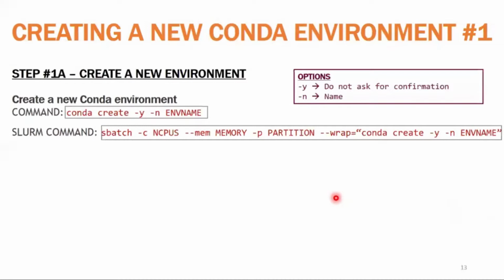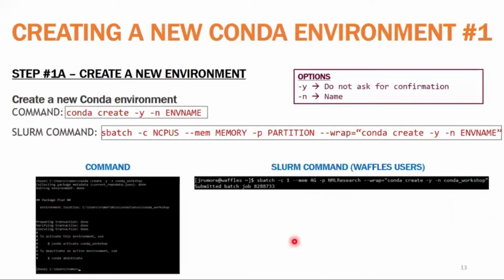So in this example shown in the slide, I am creating a new Conda environment called Conda Workshop. Notice how I use the underscore to separate the 2 words and avoided using a space. Now, for those running the basic commands on your personal device, the job will actively run in the terminal. So you'll see it running as it progresses, compared to those who are going to be running the SLURM command, where the job will be run in the background.